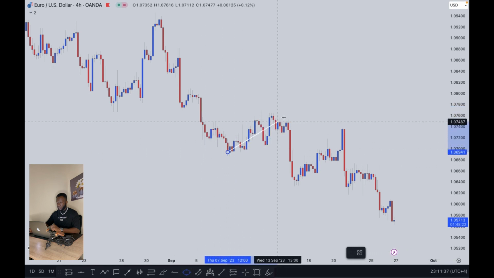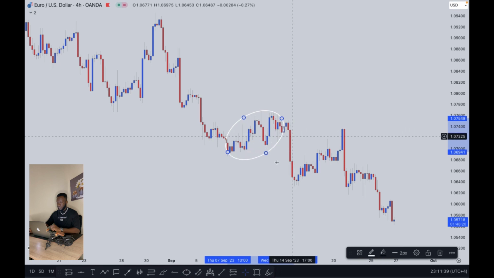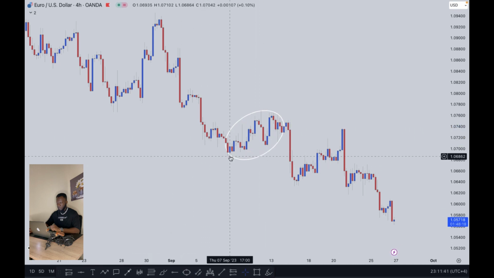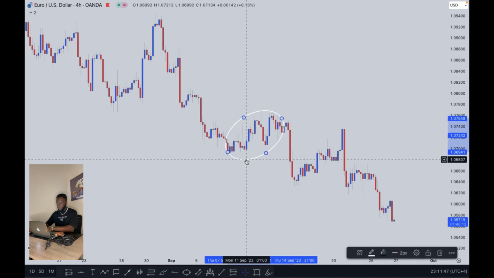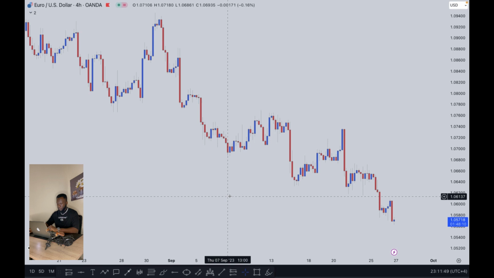Let's look at the pullback from here to here. You can see, let's look at the days as well. So I'm going to put my cursor here. Let's look at the bottom. This was Thursday, right? So Thursday, Friday, I'm not going to trade. Sunday, Monday, Tuesday, I'm not going to trade. Wednesday, I'm not going to trade. That is if I'm just trading Euro USD.